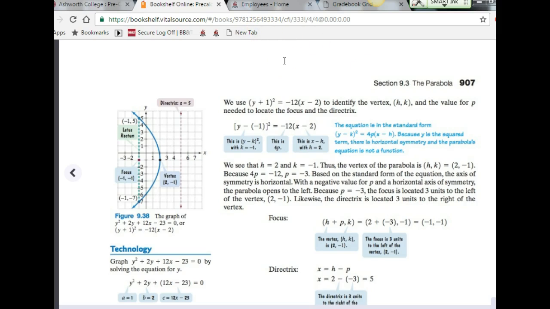Because of that, we know, first of all, that our vertex, because in standard form it's always a minus, the h value is going to be 2, and the k value is going to be negative 1. Rather than doing all this, and I know the point they're trying to make, I would just take the opposite of this and the opposite of that. So your y value is going to be negative 1, your x value is going to be 2. So if I go to (2, −1) and make a dot, that becomes my vertex.